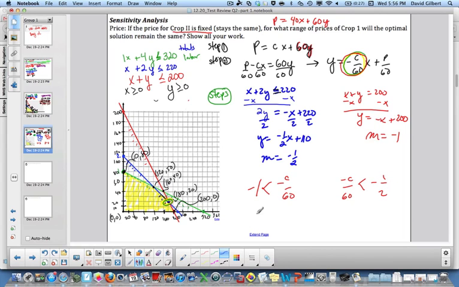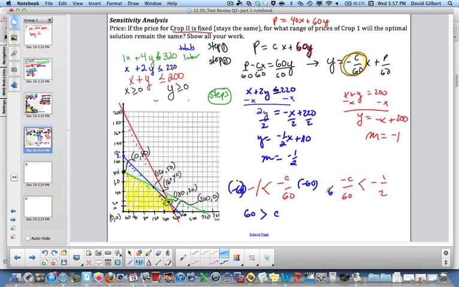So we solve these inequalities. I multiply both sides by negative 60. Negative times negative is positive 60. Because I multiply by a negative, I have to switch the inequality. That gives me c has to be less than 60.